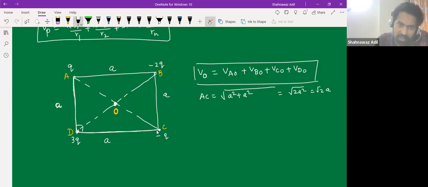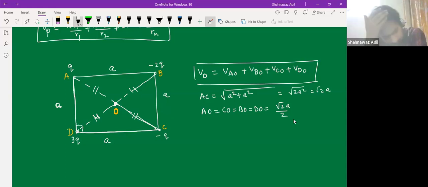But we want to find out these distances. So AO is equal to CO, which is equal to BO, which is equal to DO. This would be half of this AC, right? Because all these diagonals are equal and they are bisected, because this is a square. So this would be root 2 A by 2. Is this thing clear?